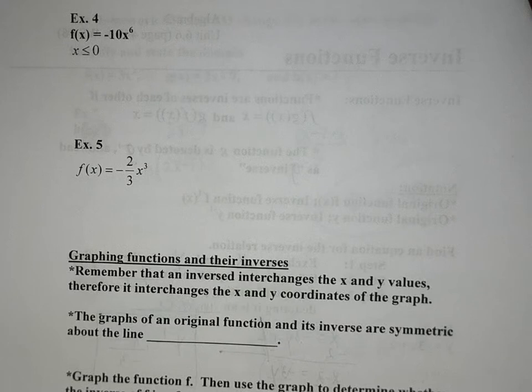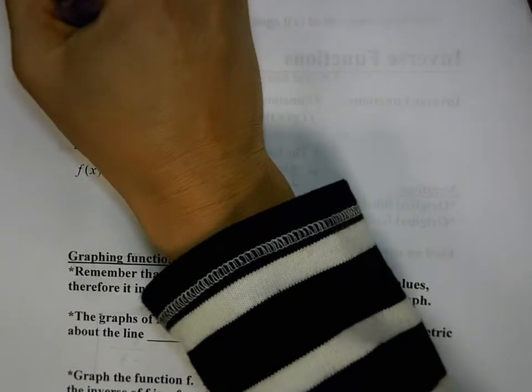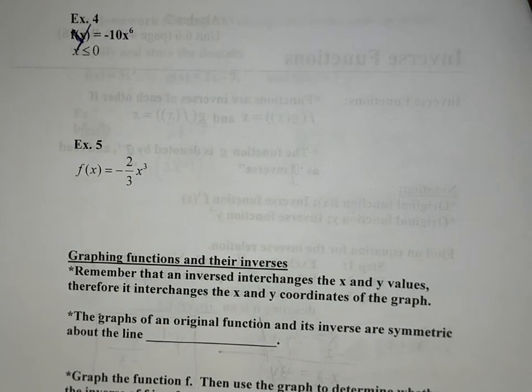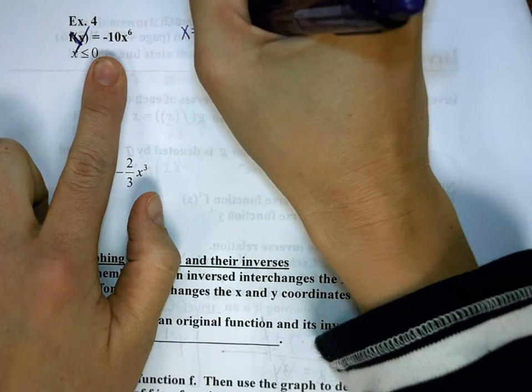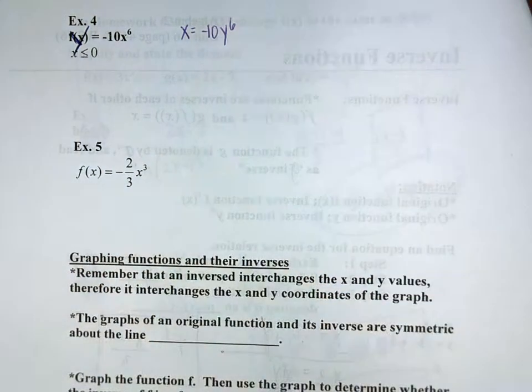Switch the f of x out to y. Good. I'm going to write f of x as y, just because it will help me exchange x and y a little easier. Can someone tell me what my new equation is going to be in order to find the inverse? Michelle. So all we're doing is exchanging x and y. X equals. Perfect. Good job. Thank you, Michelle.